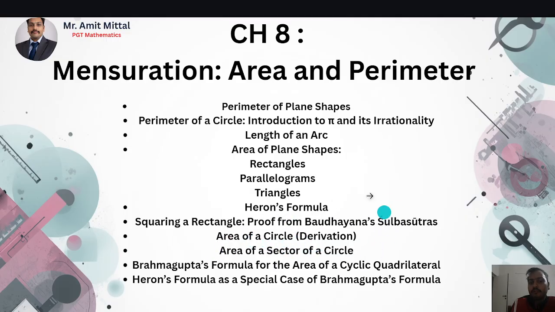We will do the derivation of it, how we reach the area of a circle, which is given by pi r square, how it came, what is the use of pi here, and why the r square comes here.